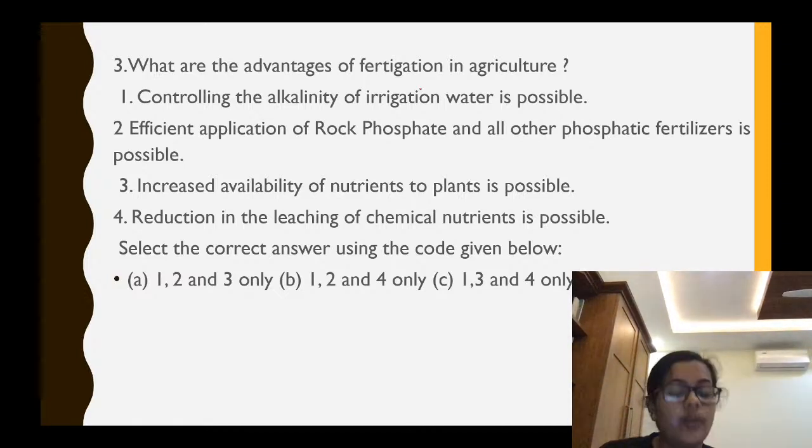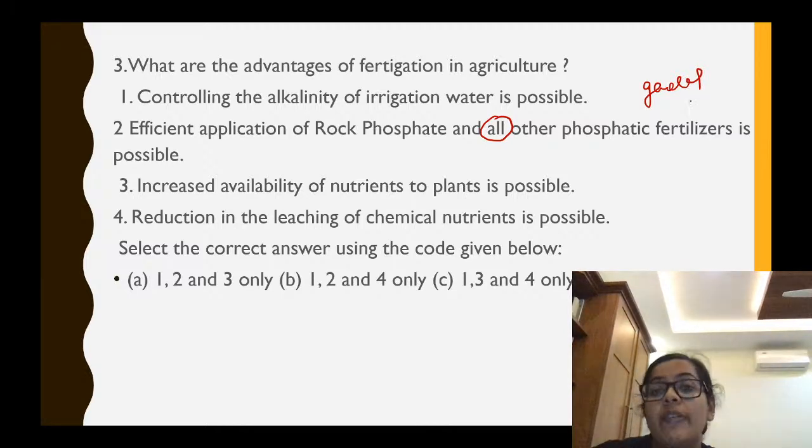You don't know the answer, but you can write it. Let me tell you. Since "all" is there, what is "all"? "All" is a general statement. What is the elimination rule? You have to eliminate the general statement with "all". So obviously we can cut this statement. This is how you have to go to the answer.